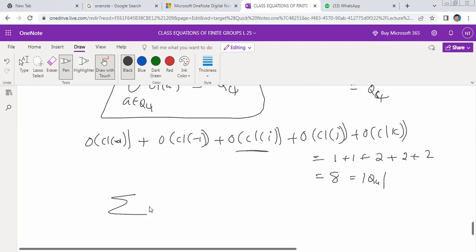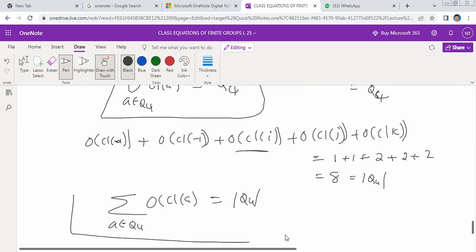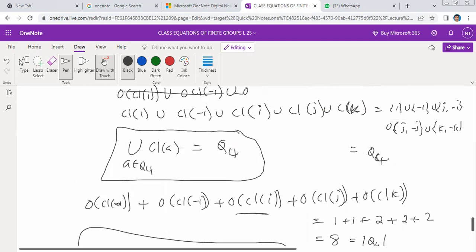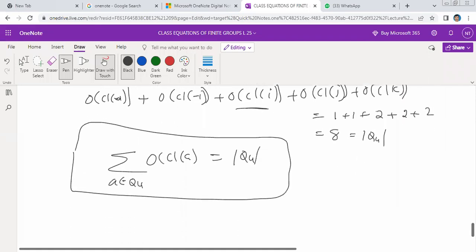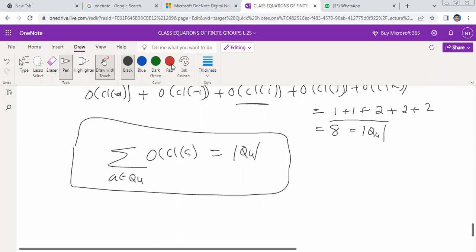Order of classification of A is equal to order of Q4, where A belongs to Q4. Order of summation of sigma A belongs to Q4. Order of classification of A is equal to order of Q4. And another one is union of classification of all elements is equal to the same group Q4. So now my question is, what is the classification of a group? This is my classification.